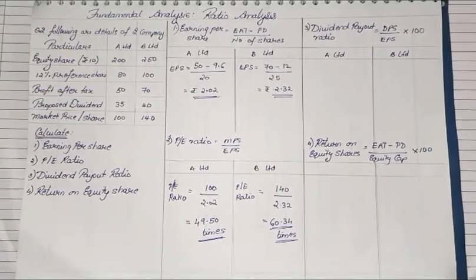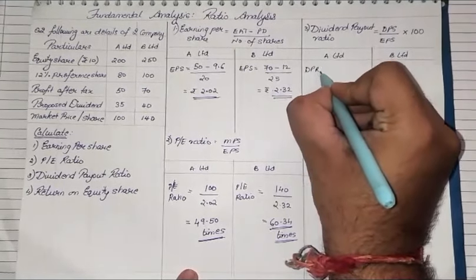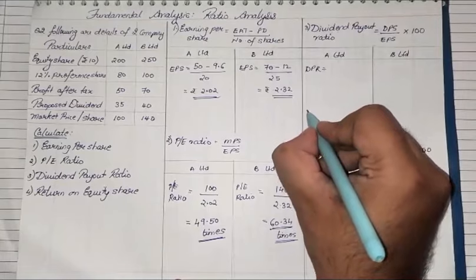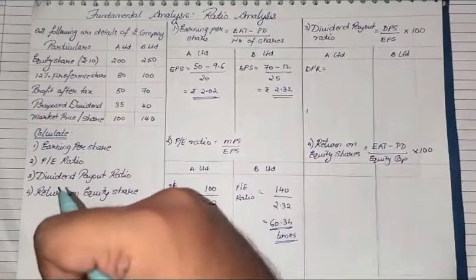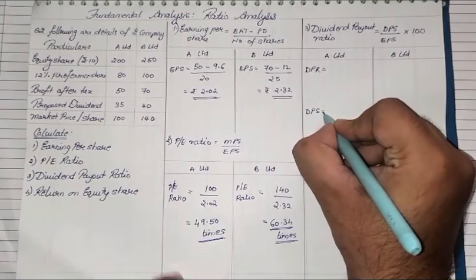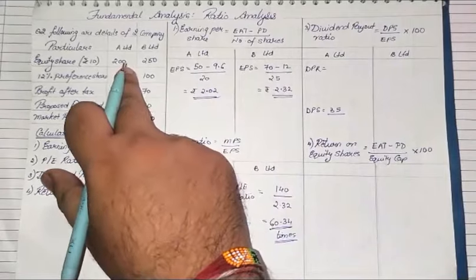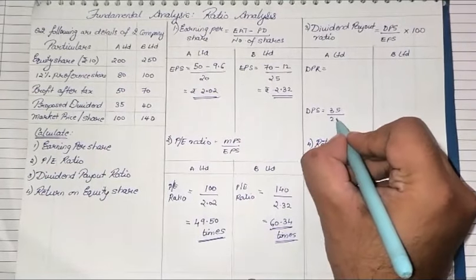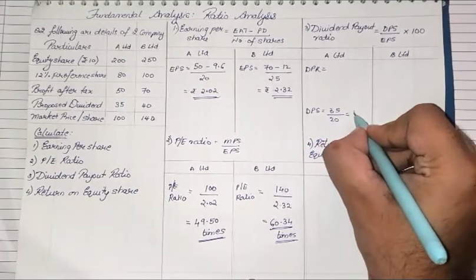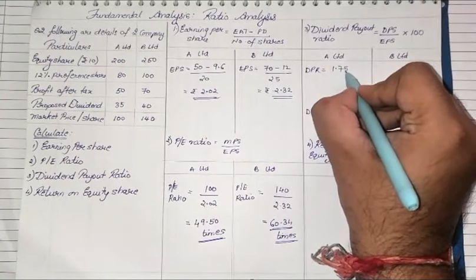Now in order to find the dividend payout ratio, it is DPS upon EPS, where DPS is dividend per share. Now dividend per share is not given here. In the previous sum, dividend per share was given. So DPS is nothing but the proposed dividend, which is 35, upon the number of shares. 200 divided by 10 is 20. So that comes to 1.75.